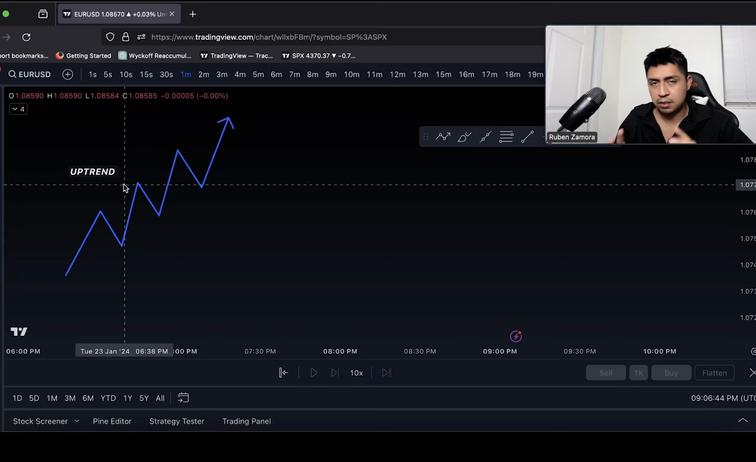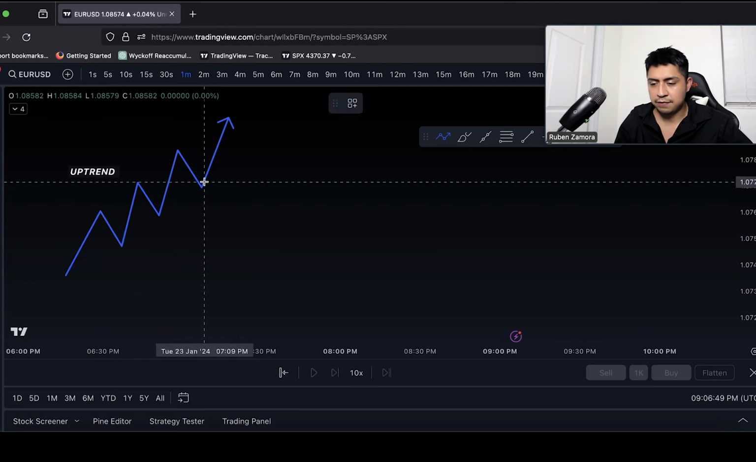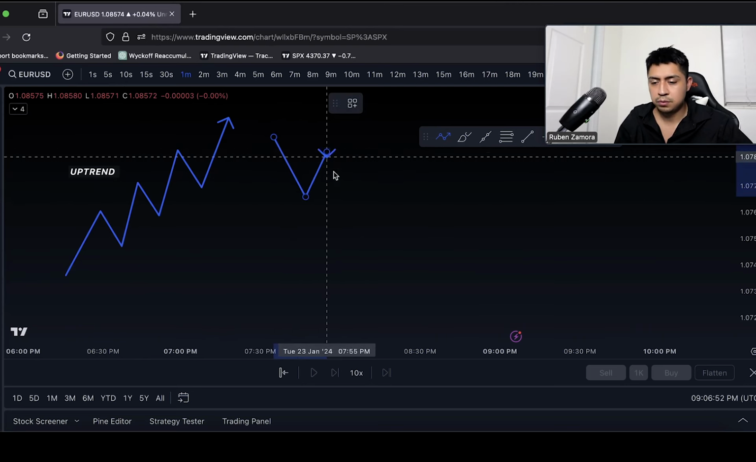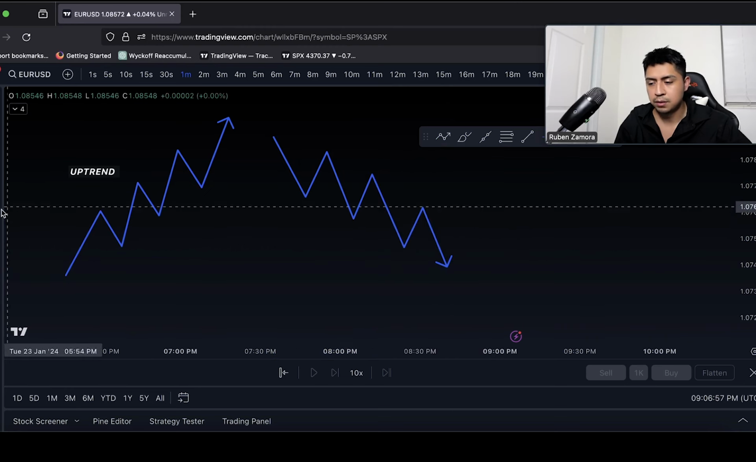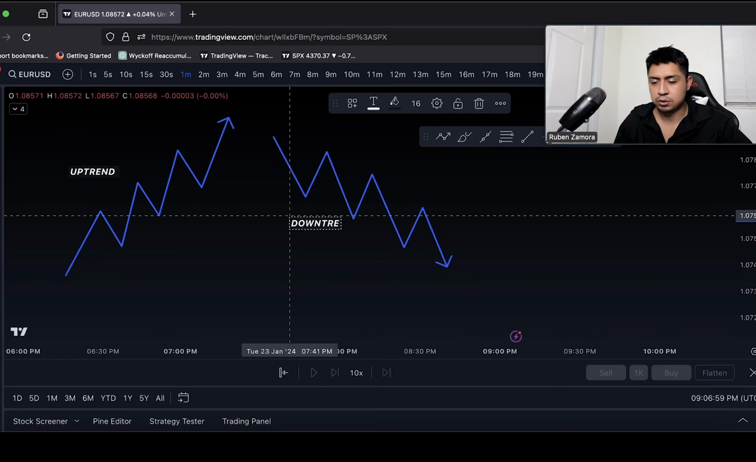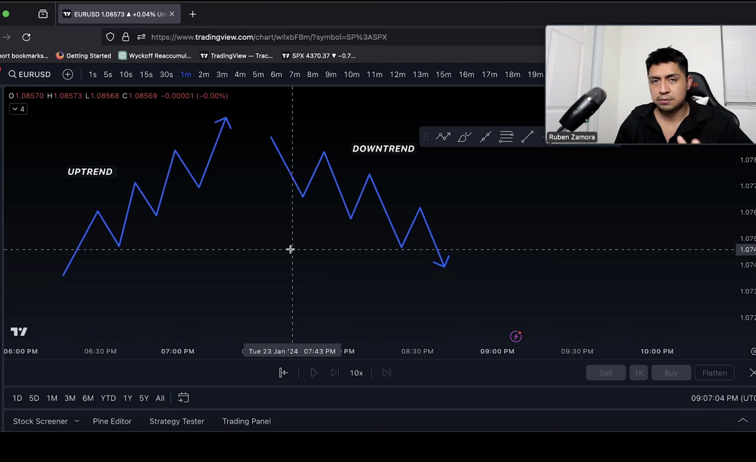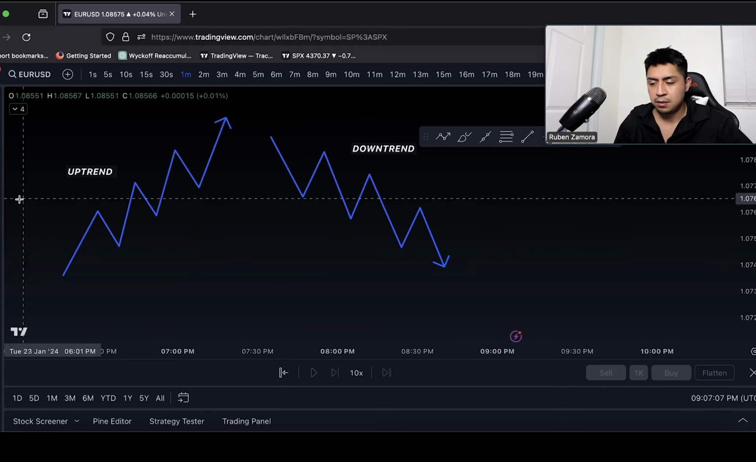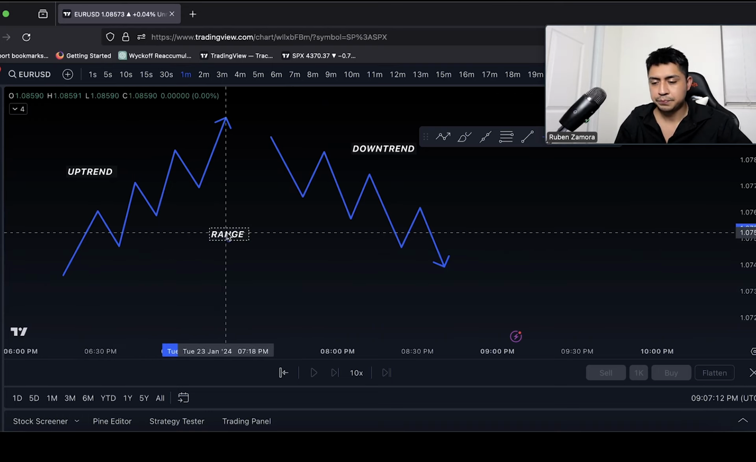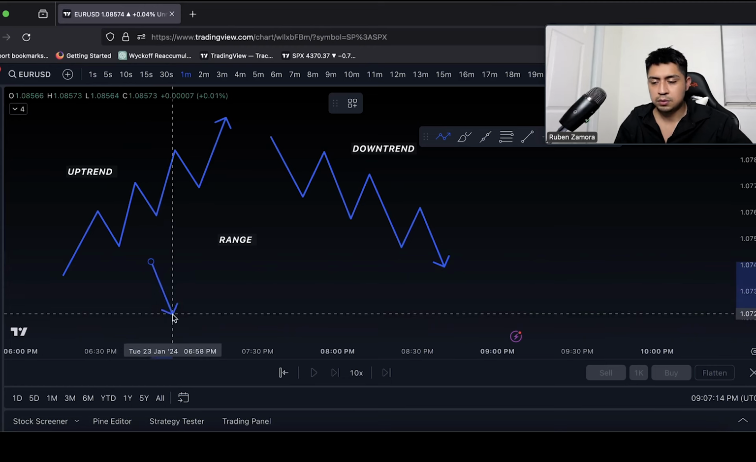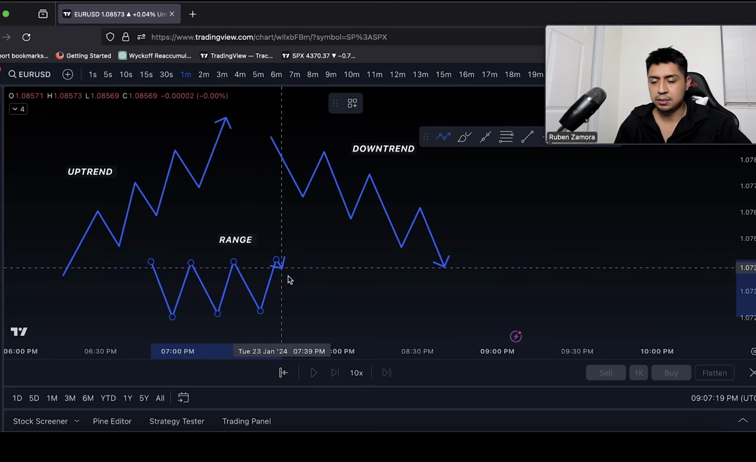Now the opposite of an uptrend is a downtrend. In this case, we have a new lower low, lower high, lower low, lower high, lower low, lower high, and a new lower low. We call this a downtrend. So that is 2 types of structures. The third one is the range. This is the range structure: we have equal highs, equal lows, equal highs, and equal lows.